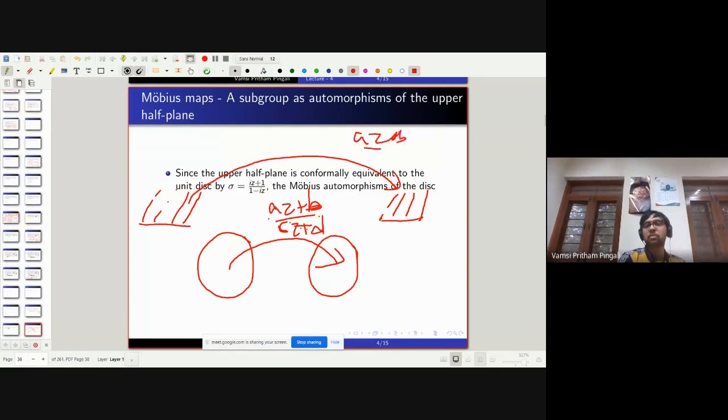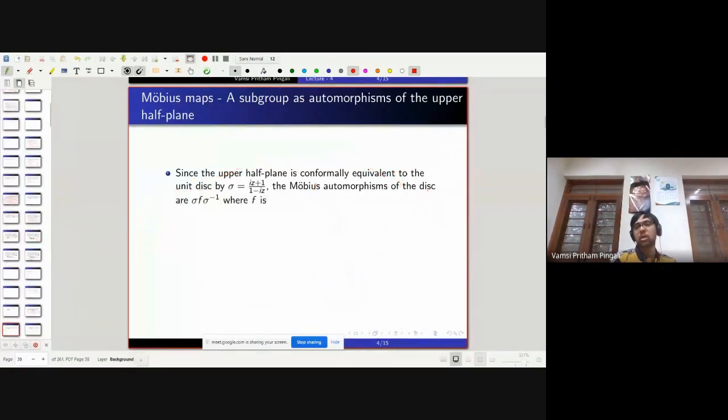They are all of the type (az plus b) by (cz plus d), where a, b, c, d are real and ad minus bc is positive, right? So what about the disk to itself? You can map this to this first, this to this first, and this to this first. Those are precisely all the Mobius transformations that take the disk to itself. In other words, they're all of this type, sigma f sigma inverse, where f is a Mobius automorphism of the upper half plane. Okay? Right. So there's a neat little result. We know exactly what the Mobius maps that take the unit disk to itself are. They're precisely of this form.